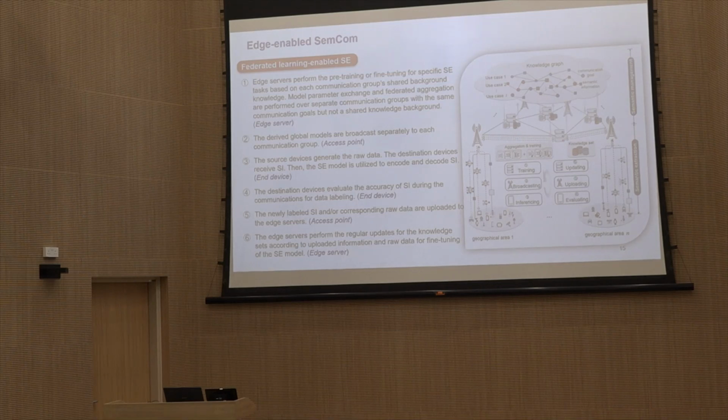Next, the source devices generate the raw data, and the destination device will receive the semantic information. Accordingly, the semantic extraction model is utilized to encode and decode the semantic information. This is done by the end device. Again, the end device, which is the destination, will evaluate the accuracy of the semantic information during the communication for data labeling. Next, the newly labeled data, semantic information and all corresponding raw data are uploaded to the edge server, again through the wireless access point or base station. And in the next step, the edge server performs regular updates for the knowledge set according to uploaded information and raw data for fine-tuning of the semantic extraction model by the edge server.